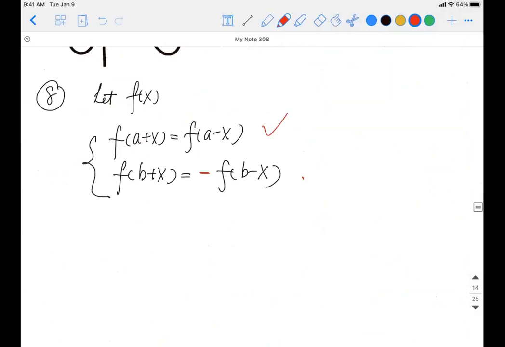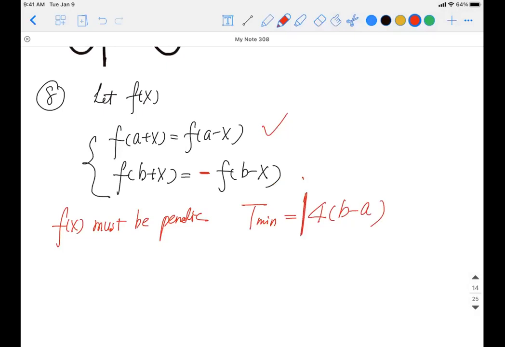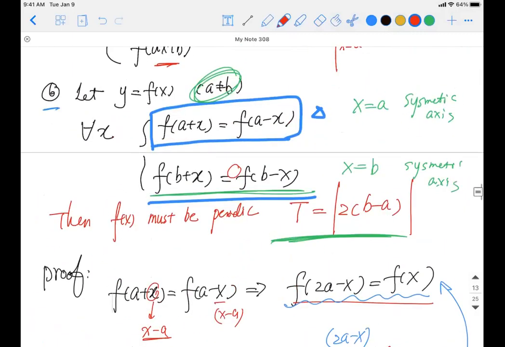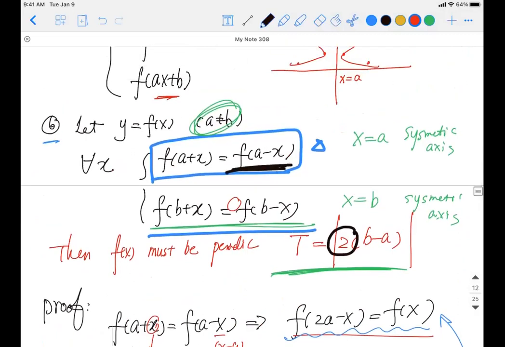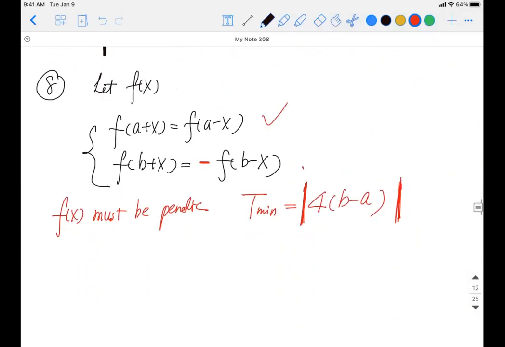If that's the same, f(x) must be periodic. And the minimum positive period will be 4 times |b minus a|. Take an absolute value. Okay, check the difference. Previously, this is what? This is 2 times (b minus a), if you have two symmetric axes, aka the second one is positive. However, if you switch the second one into negative, this is going to be exactly the same thing, but it goes to 4 times (b minus a).